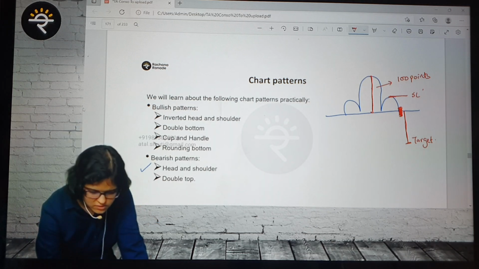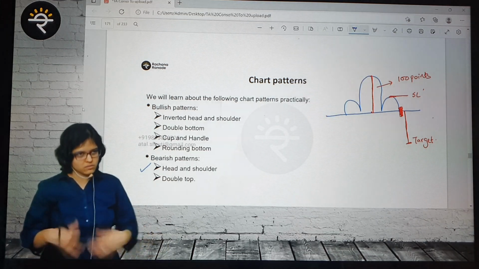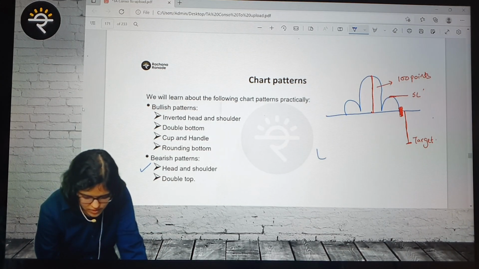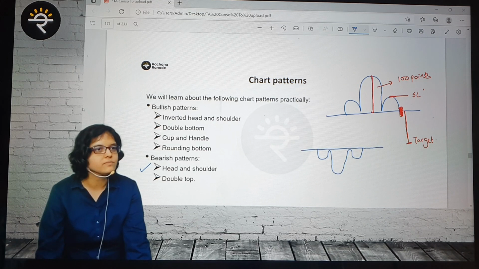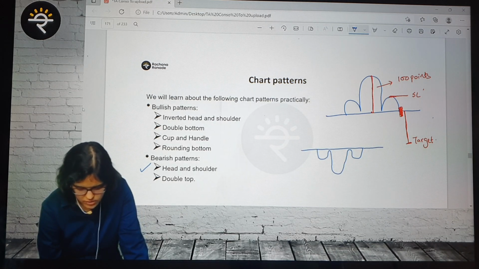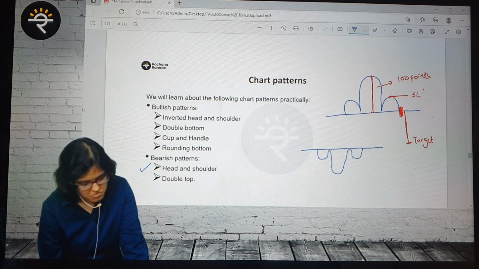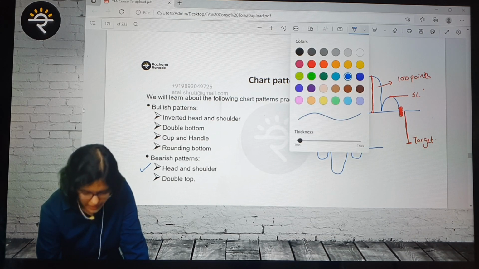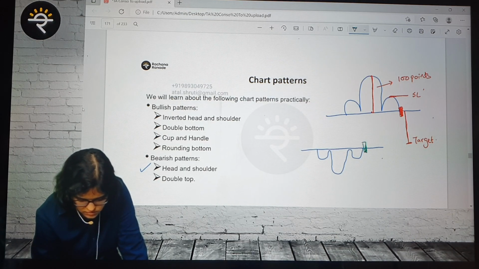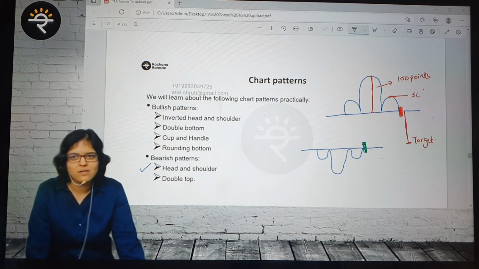What will be the exact reverse of this? Inverted head and shoulder means what? Shirshasana. What will happen in Shirshasana? My head is below my shoulders and this is the neckline. So price went down, came up to the resistance level, failed, came down drastically, again tried to test the resistance level, again fell down, again tested the resistance level, and finally it broke the resistance with good volumes. Is this the breakout candle? Yes.